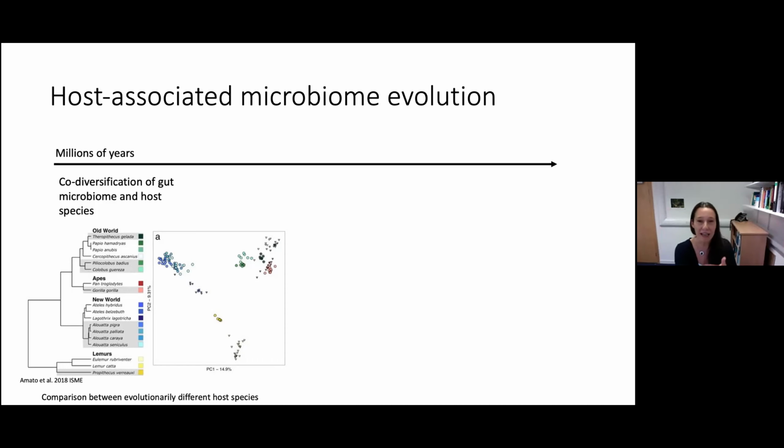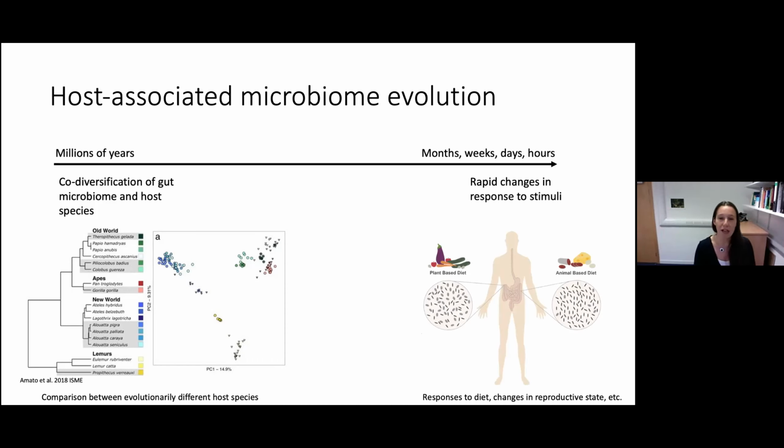On the other extreme end, we know that host-associated microbiomes can respond very rapidly to stimuli, such as, for instance, changes in diet or changes in the reproductive state. And these responses can be as rapid as months, weeks, days, or even hours. So we can see changes in the microbial communities within an hour of a stimulus.